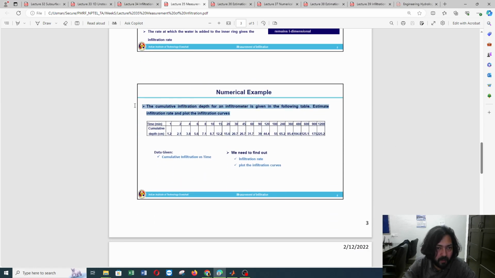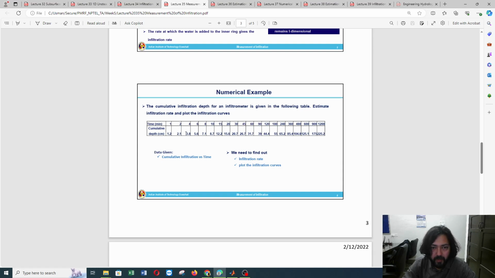This is a really good example to understand how we are getting the data from the experiment of single ring and double ring. So let us say we have recorded the time and we have recorded the cumulative depth. In the first minute, the cumulative depth that was infiltrated into the ground was 1.2 centimeters. In the second minute, the cumulative depth is 2.9. It means 0.9 was the actual depth, but since we are calculating cumulative depth, they have added and given us the value of 2.1.